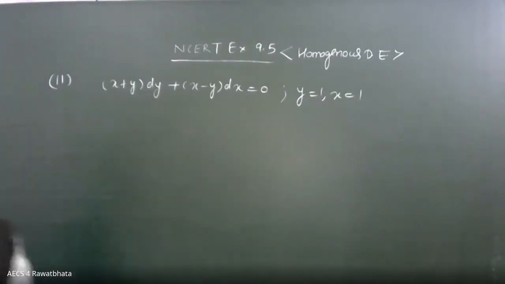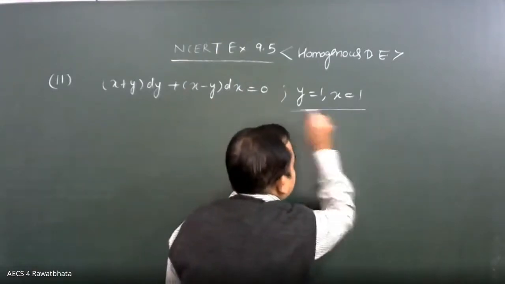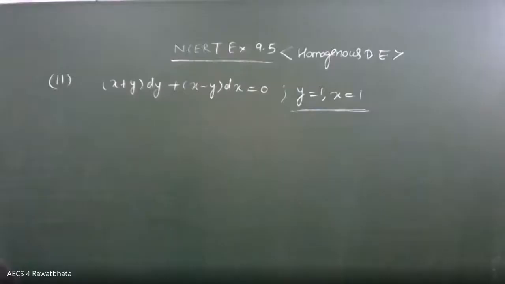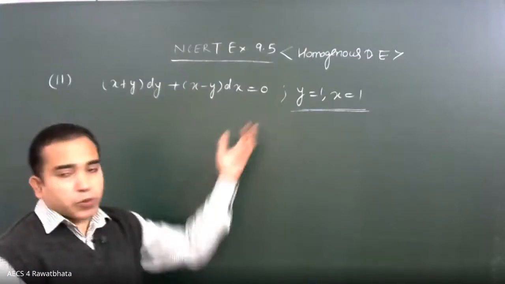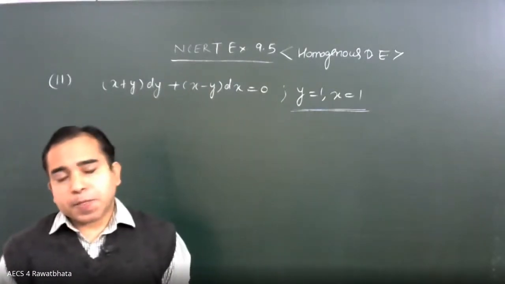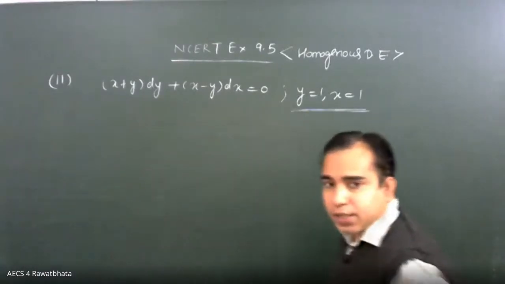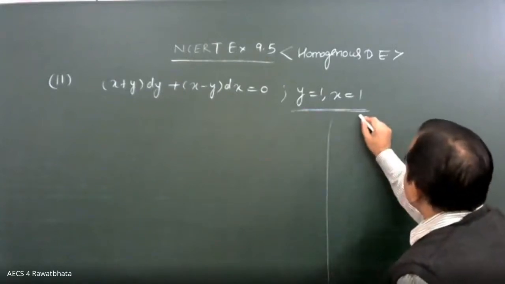Nutan, can you tell me why this information is given? What will I use it for? Can you tell? Sir, to find c. Yes. In the last step, after getting the general solution as we obtained in the previous question, we will use these values to get the value of c, and we'll put it back, and that will be called the particular solution. So those who missed the last class, for them this is a homogeneous differential equation.